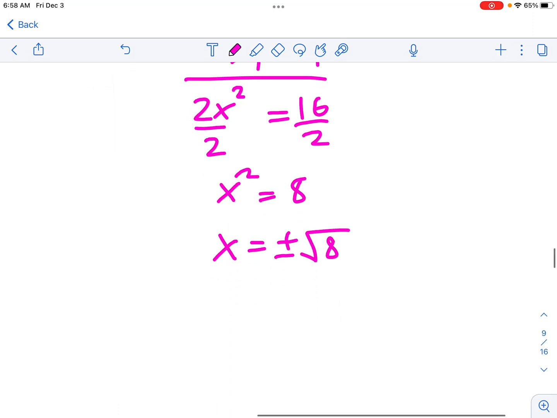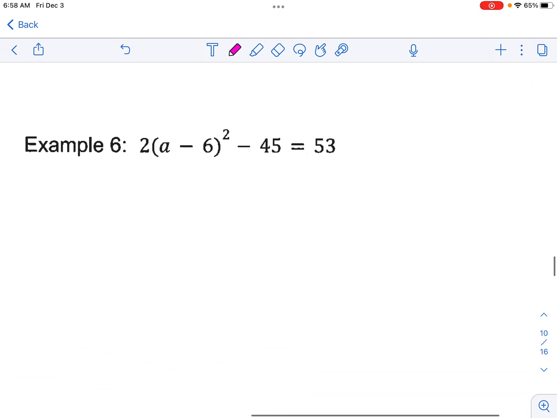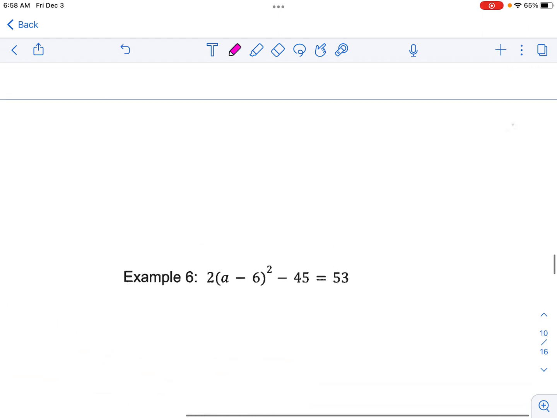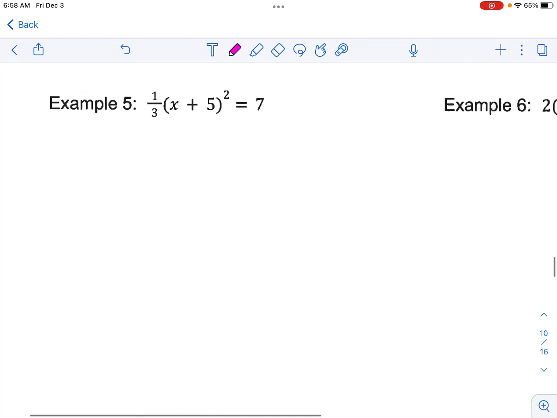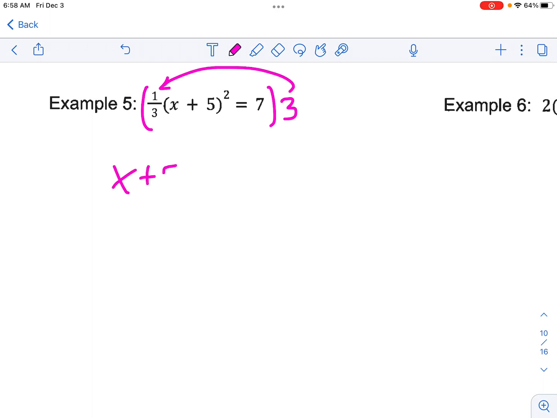Okay, and so now on this next page we're getting to be more complicated, okay? There's example 5. So we've got a fraction. That's okay, we're just going to multiply this whole thing by 3. So 3 times a third is 1, so I have x plus 5 quantity squared equals 21. That's what 3 times 7 is. And I have in effect isolated the power of 2.